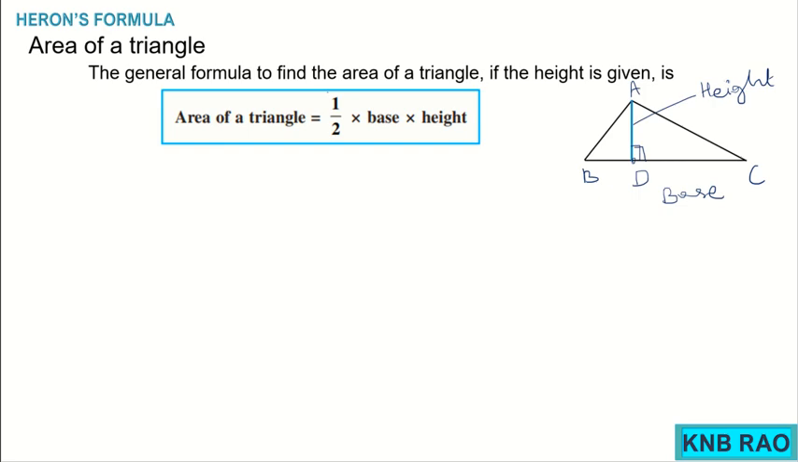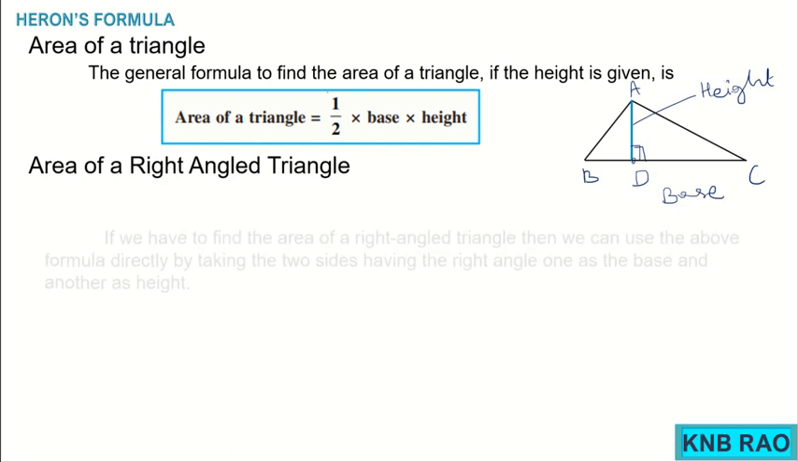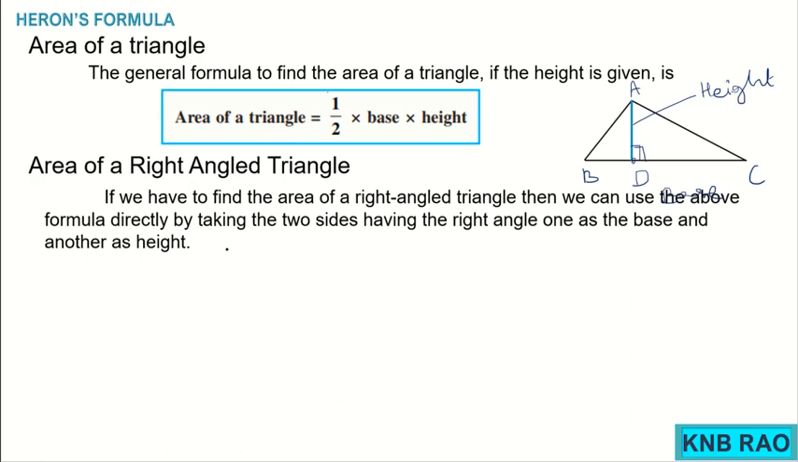Suppose you are given a right angled triangle. How do you find its area? If you want to find the area of a right angled triangle, we can use the same formula directly by taking the two sides with the right angle, one as the base and another as the height. Why? Let me show you in this figure.